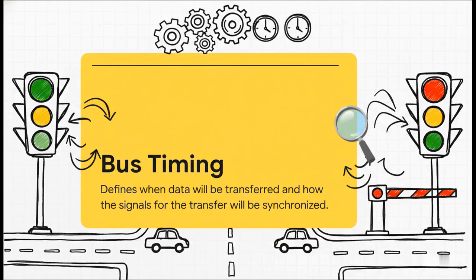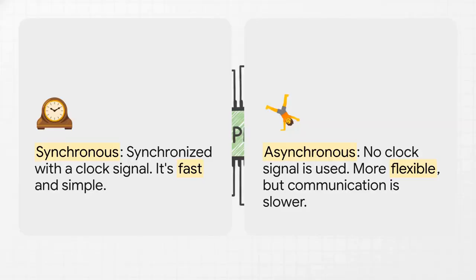This is crucial for making sure no data crashes into each other. And just like with arbitration, there are two main ways to do this. Synchronous timing means everything, and I mean everything, moves to the beat of one single master clock. It's really fast and pretty simple.